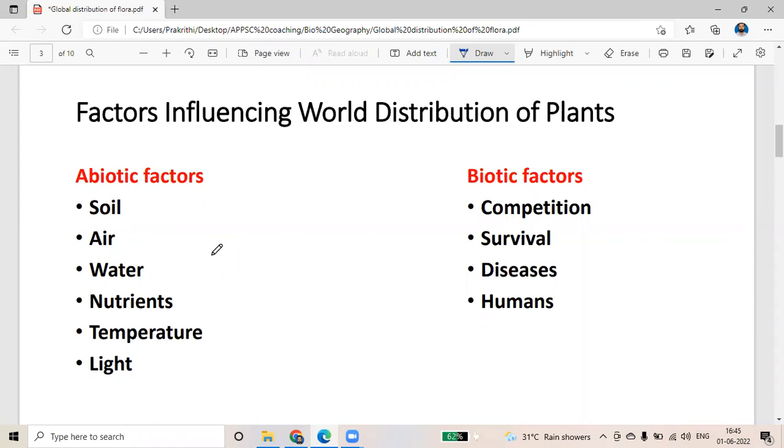We remove forests for some purposes. Sometimes we are planting them also, afforestation. So man also has the ability to control the distribution of plants on the earth's surface. So these are the major factors which influence the world distribution of plants. It is not that relevant, but for your information, I am covering this.